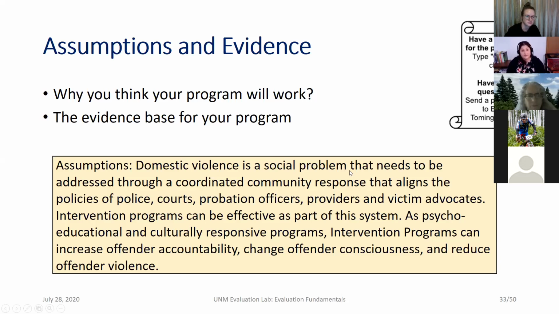And you assume that your work aligns with the policies pertaining to the police, courts, probation officers, providers, victim advocates, that all those interventions are aligned, and that these interventions can be effective, okay? There's more here, a psychoeducational and culturally responsive program. Intervention programs can increase offender accountability, change offender consciousness, and reduce offender violence. They're assuming that A leads to B, that what they're doing and the alignment with all these policies will lead to a change. What we did not lay out here is, well, what is the evidence?